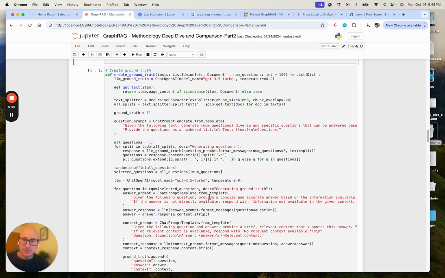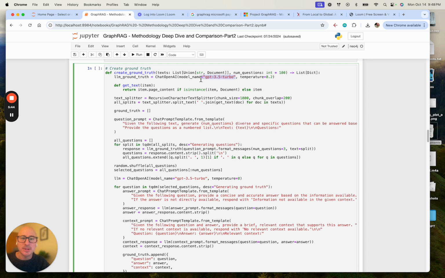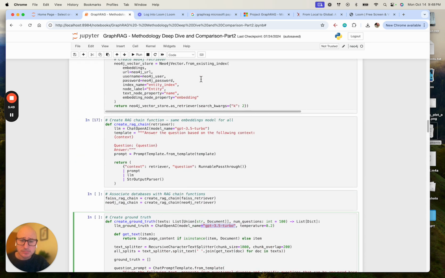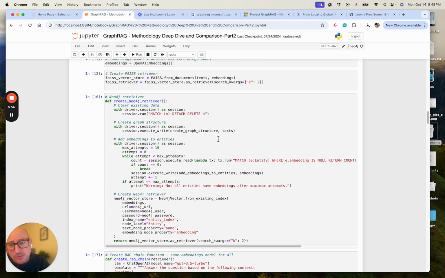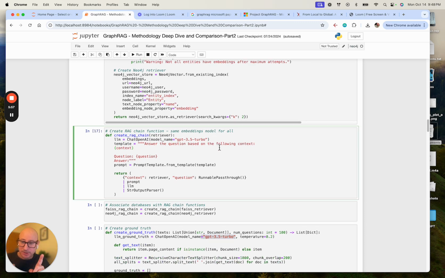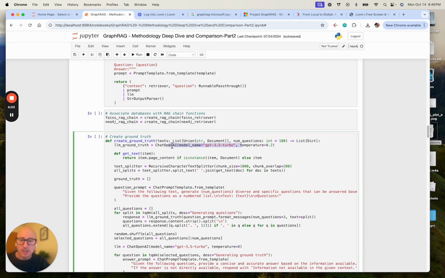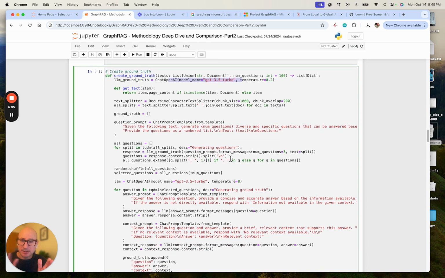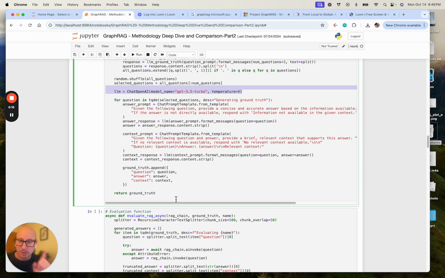And then, of course, I had to create ground truth from the same document using this code. I used 3.5 Turbo, which is actually okay because the retriever is different in each case, but the comparison is of the retrievers, the difference in retrievers for the same LLM. So it's not as biased as you think it might be in this case, even though it appears to be.